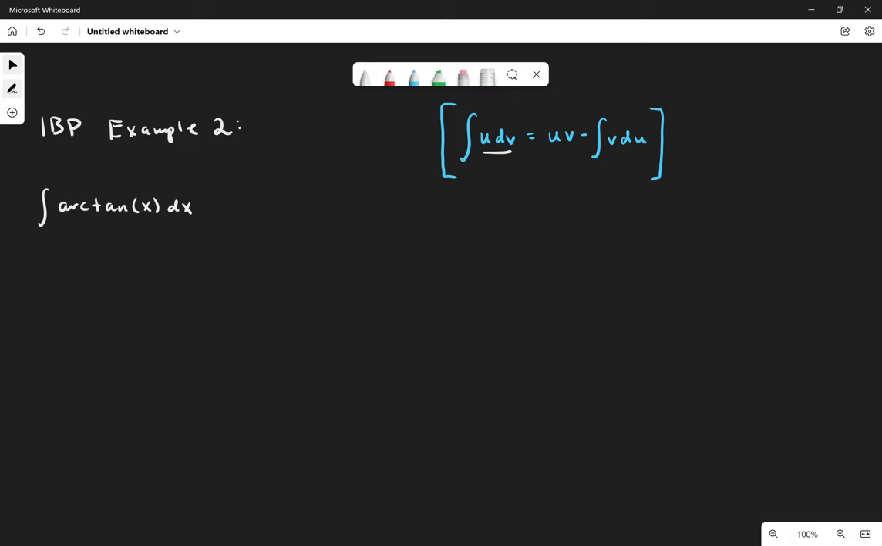Okay, here's example 2 for integration by parts. This time we're going to be doing the integral of arctan x dx. Now, the first thing that might strike you about this is that it doesn't look like integration by parts, because there aren't really two things being multiplied, it's just one thing, arctan. However, you can do something clever with integration by parts, and let me write it in red.